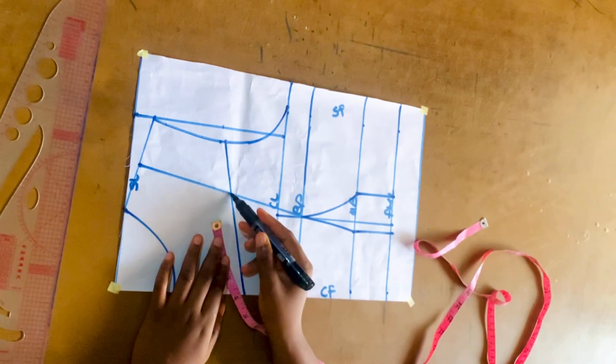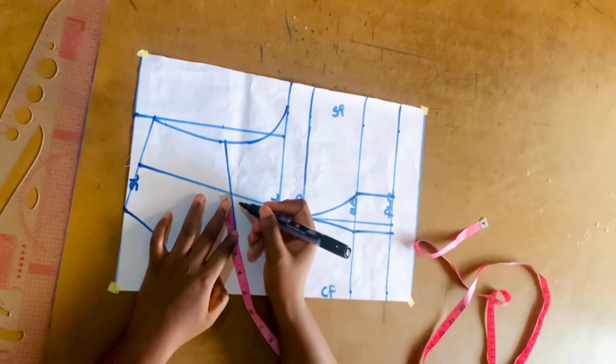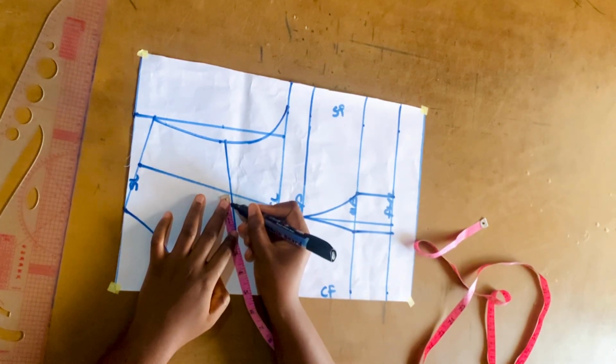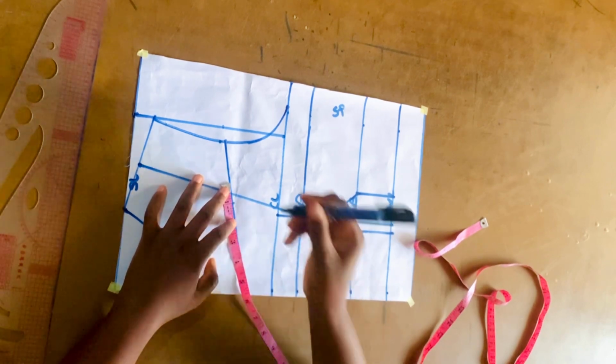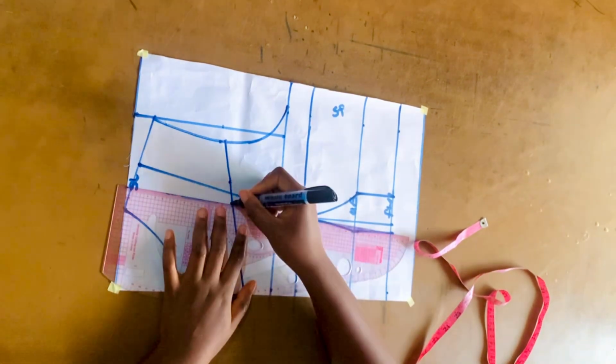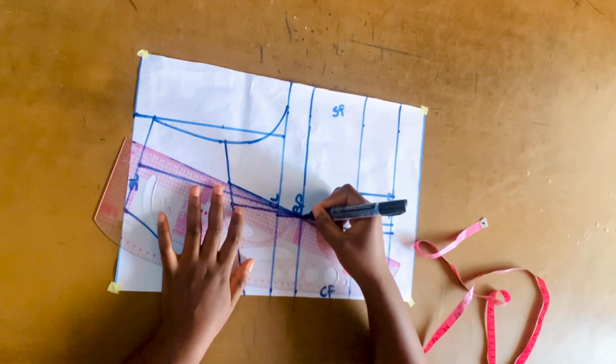The next thing to do is to prevent gaping on that neckline. So I'm going to be taking 0.5 inches on both sides. So that way it's going to be firm around the chest area. So I'm going to take it there and then connect to the bust points.